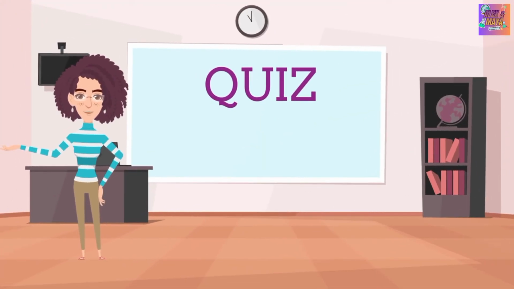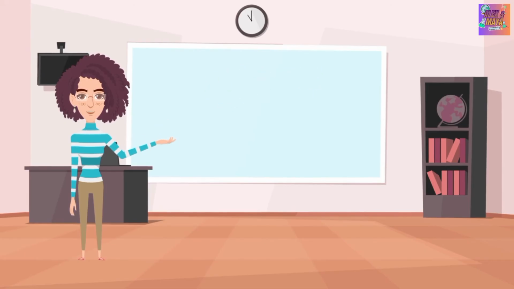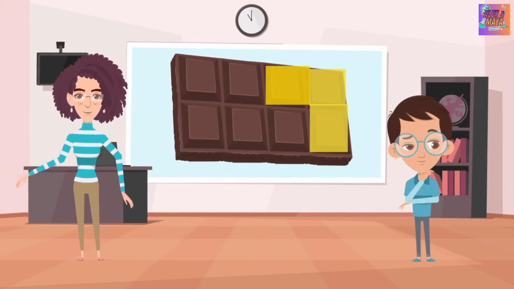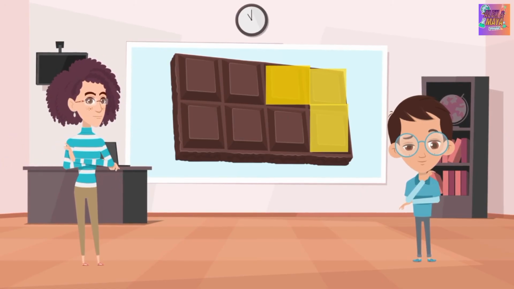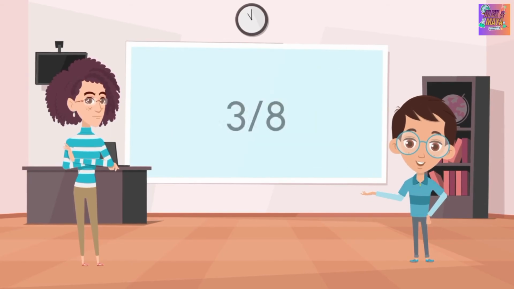It's time for a quick quiz. Are you ready? Question 1. Look at this chocolate bar. It has 8 squares in total. What fraction of the chocolate bar is colored in? There are 3 colored squares out of 8 total. The fraction is 3/8. Question 2.